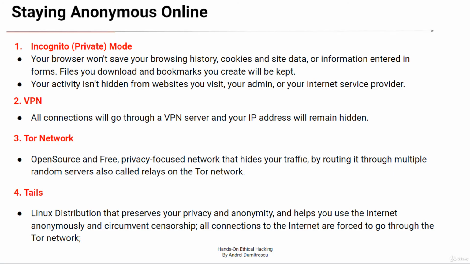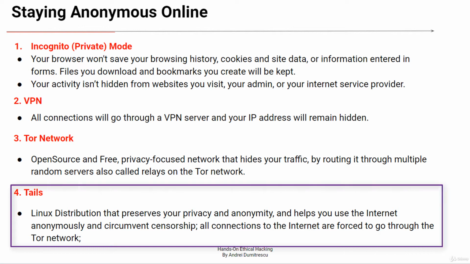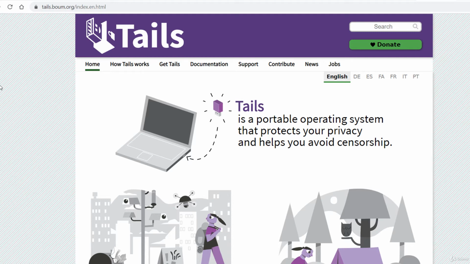If you want to take anonymity to the next level and leave no trace, then use a Linux distro called Tails. It aims at preserving your privacy and anonymity. It will help you use the internet anonymously and circumvent censorship. All connections to the internet are forced to go through the Tor network. It will leave no trace on the computer you are using unless you ask it explicitly. Tails uses state-of-the-art cryptographic tools to encrypt your files, emails, and instant messaging. Let's see how to use it.